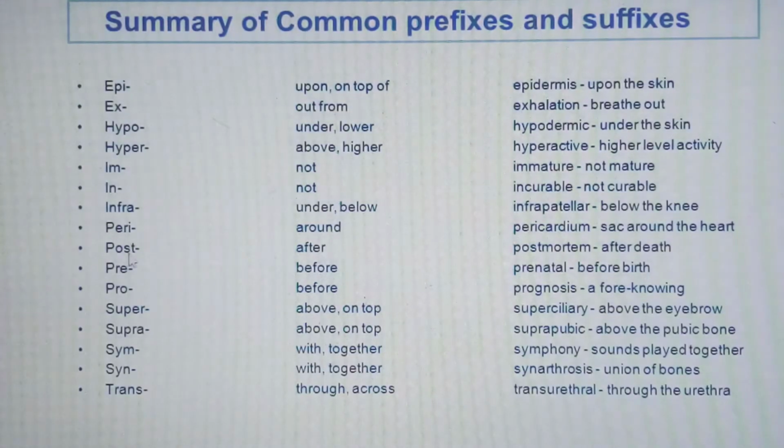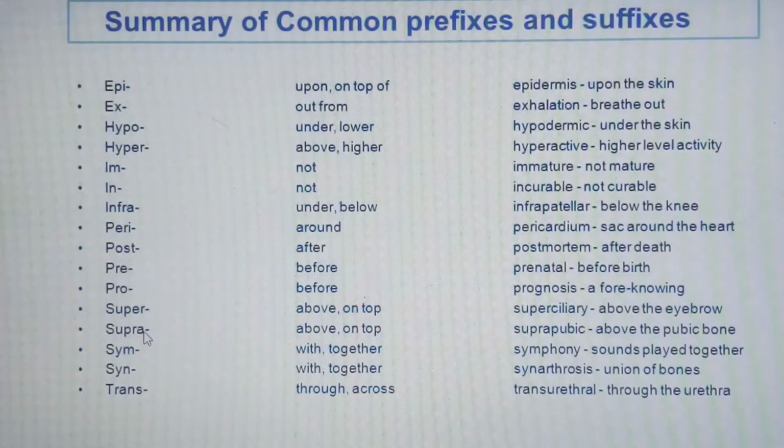Post means after, so postnatal period, postmortem, and what have you. Pre means before, which is the same as pro, meaning before: prognosis, foreknowing. All these are some examples. Then super means above, like superciliary arch.